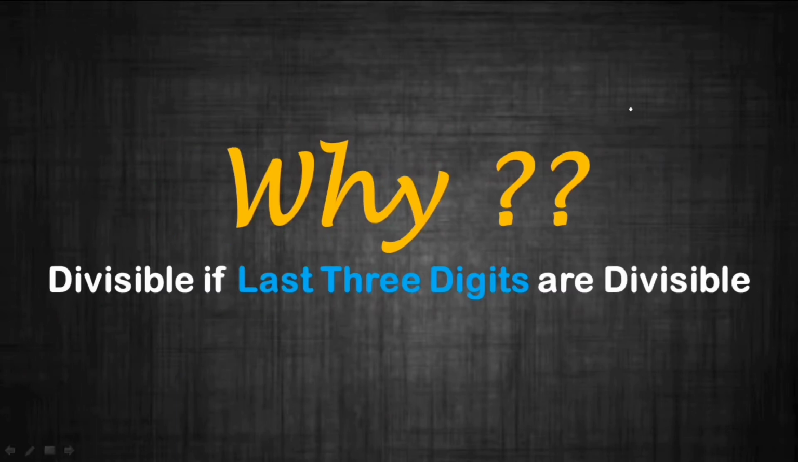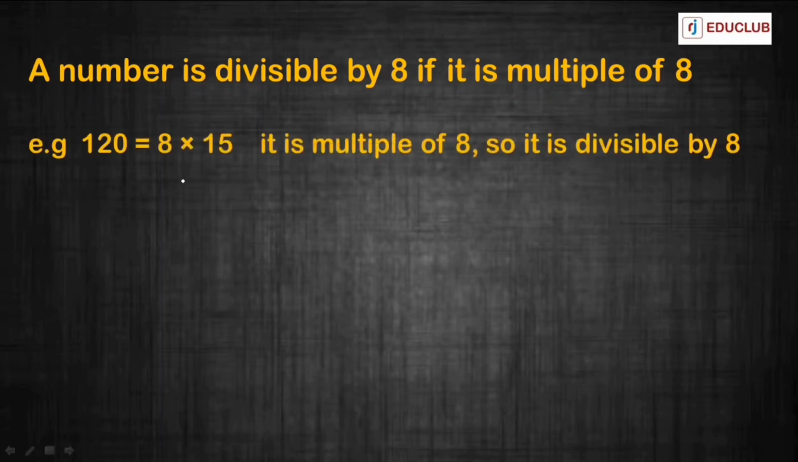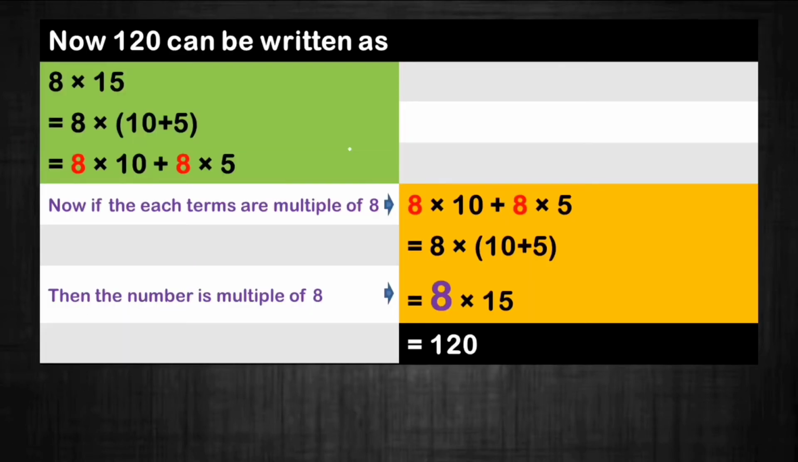Now, why is a number divisible if its last 3 digits are divisible by 8? Let us see it. A number is divisible by 8 if it is a multiple of 8. We know it. If a number is a multiple of 8, then that will be divisible by 8. For example, let us take 120. 120 is 8 into 15. It is a multiple of 8, so it will be divisible by 8.